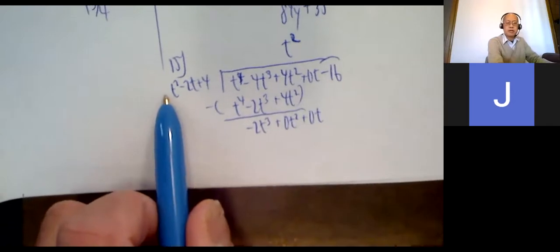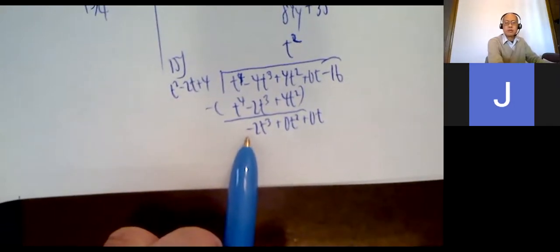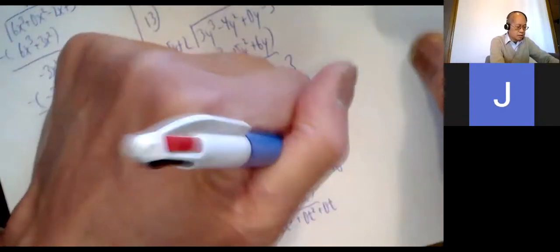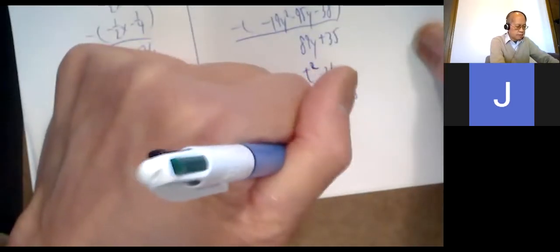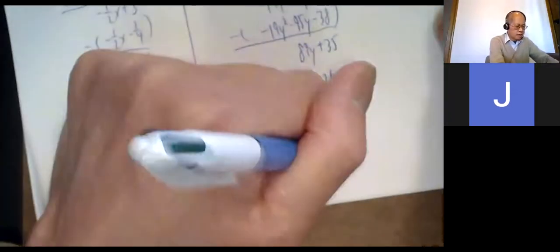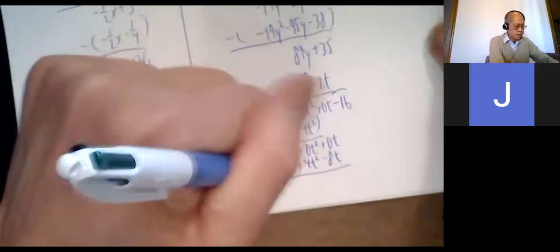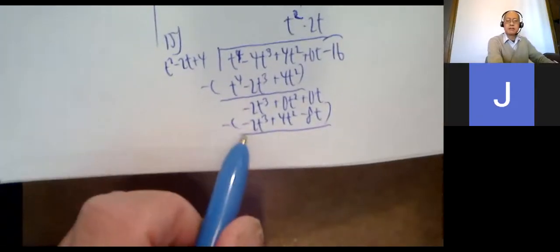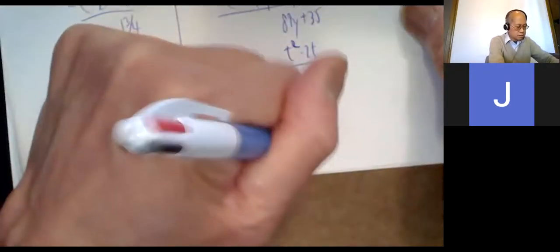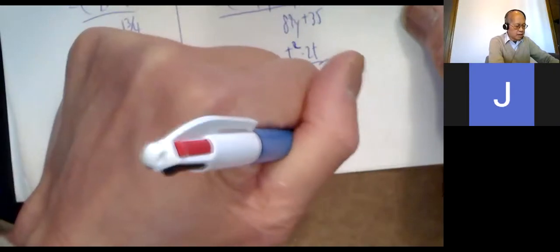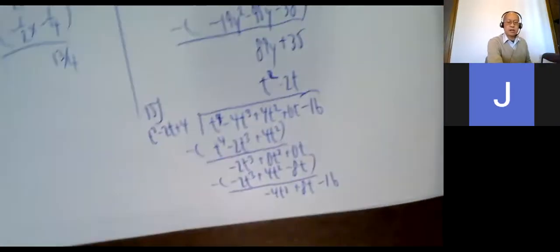Start again. How do I go from t squared to negative 2t cubed? Negative 2t. Negative 2t times all that stuff. Negative 2t cubed plus 4t squared minus 8t. Subtract. Kind of painting myself into a corner. Barely have enough space. See if I can squeeze it in. That's gone. Negative 4t squared. 0 minus minus 8 is plus 8t. Bring down the negative 16.